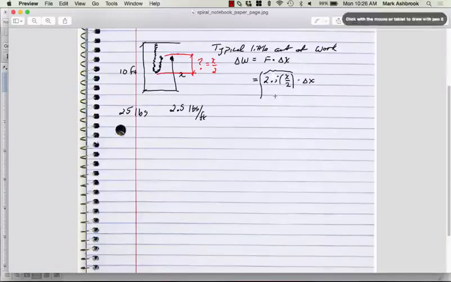from what to what? 0 to 10. We're talking about x is the distance that we've lifted the bottom link. So it's going to start at 0 and go all the way up to 10. So this is one way to do this. And if you do that, you get 62.5 foot-pounds.